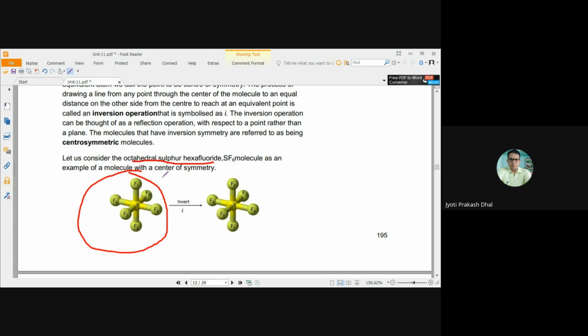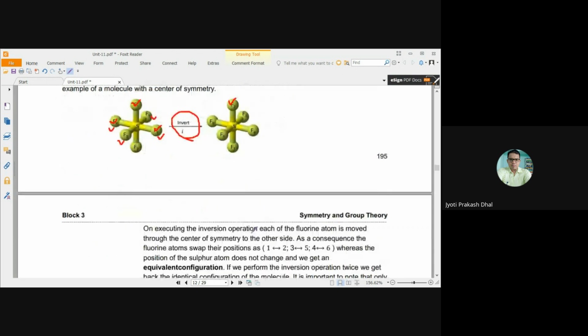Here, the molecule has a center of symmetry. Center of symmetry means if we invert the molecule, then, this is the central sulfur atom, and these are the 6 fluorine atoms, F1, F2, F3, F4, F5, and F6. If we perform the inversion operation, then F1 will move to the F2 position, F2 will move to the F1 position. Similarly, F4 will move to the F6 position, and F6 will move to the F4 position. Similarly, F3 will move to the F5 position, and F5 will move to the F3 position.